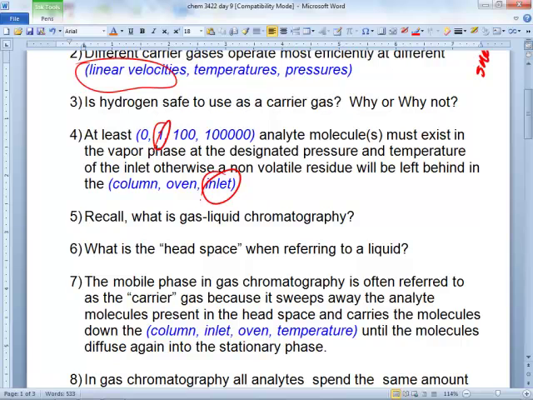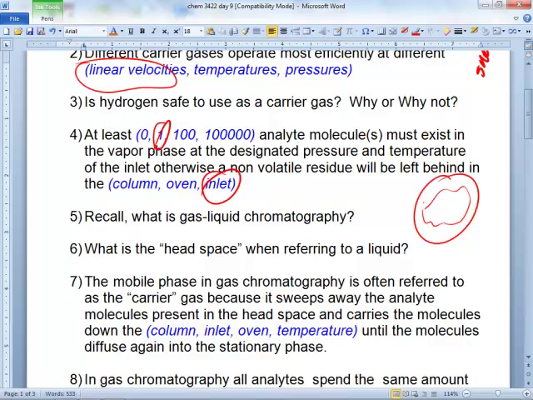What was gas liquid chromatography? Recall, what is gas liquid chromatography? Oh, that's when the gas is the mobile phase and the liquid is the stationary phase. Yes. Where is this liquid? It's fixed onto the walls of the column. Yes, that's gas liquid chromatography, right? Perfect word, immobilized. Okay. What is headspace when referring to a liquid?